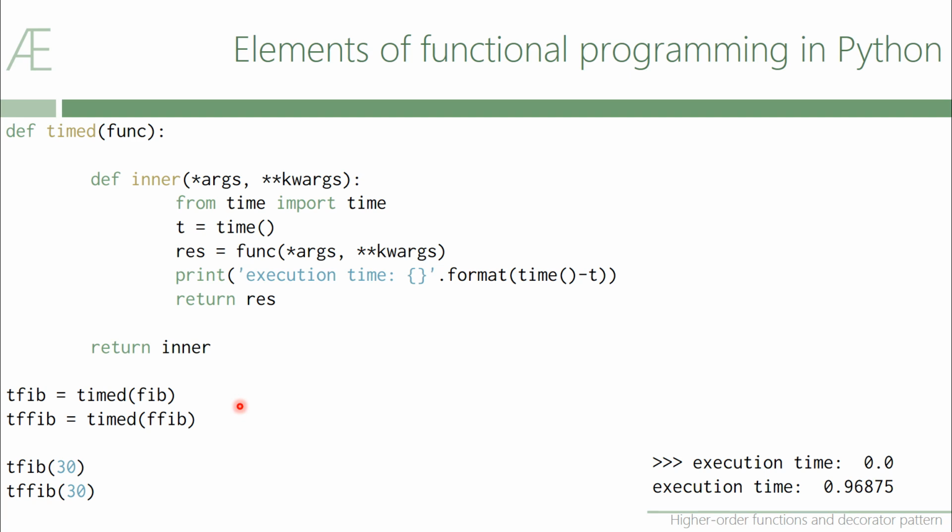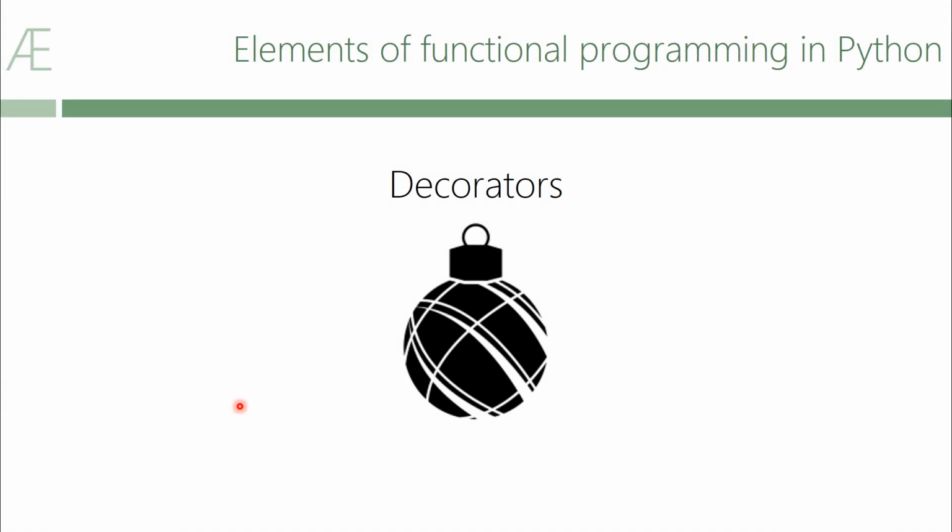Now, we can wrap this timer around our versions of fib like this. As you can see, the new functions behave in exactly the same manner as before, but now we get an additional feature. Note that we could give a wrapped function not some other name, but redefine the original function by writing fib equals timed(fib).